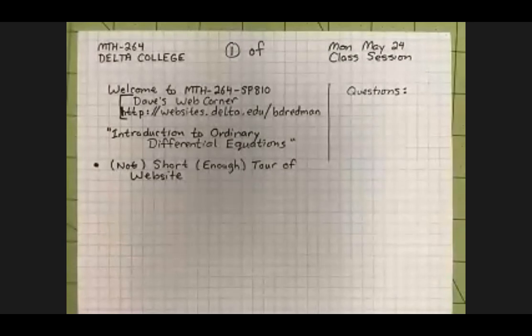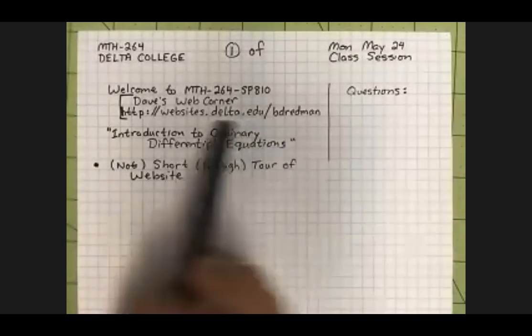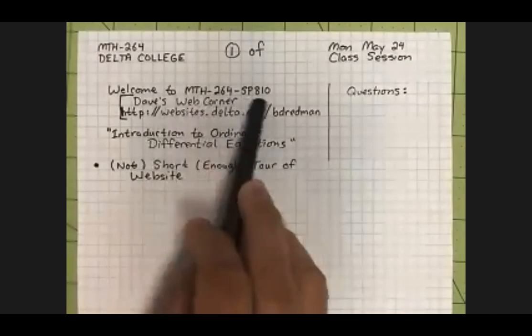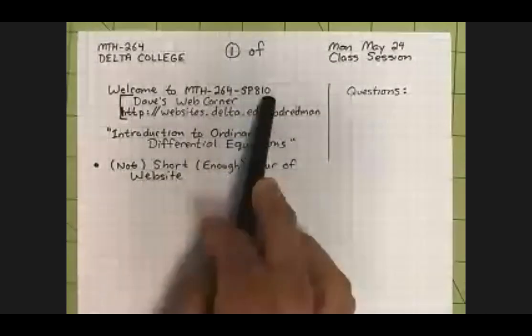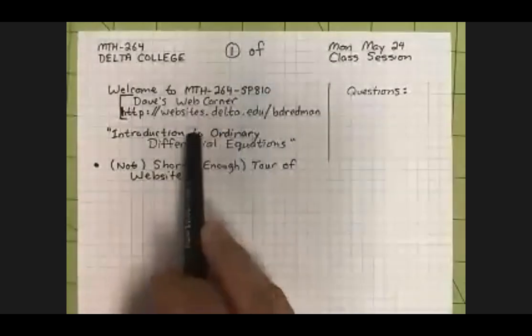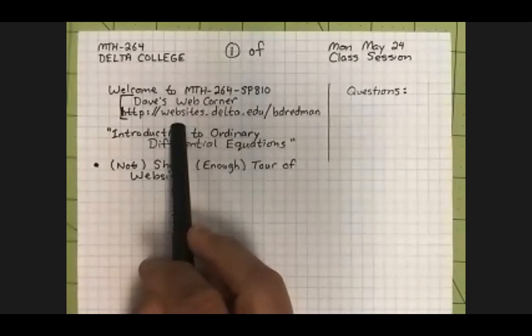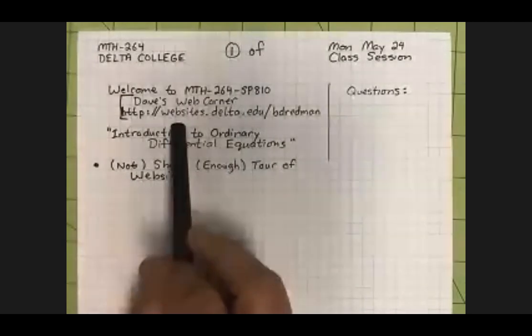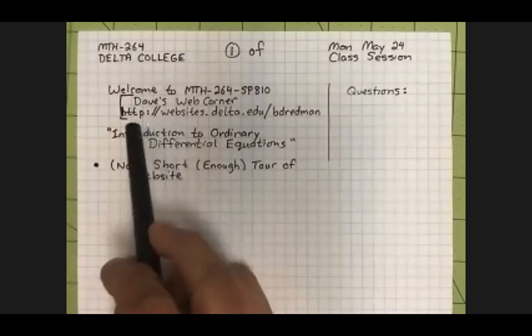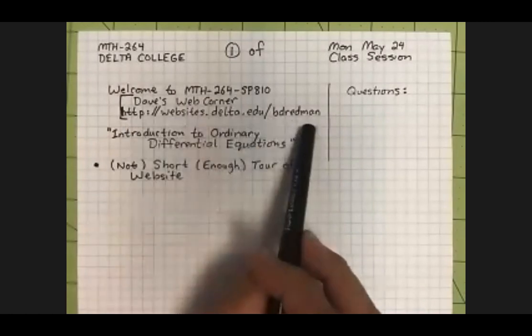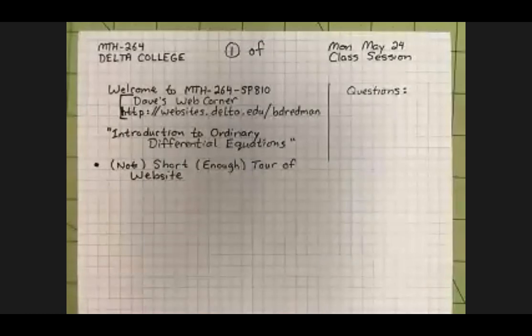Today, this class is Math 264, section SP810, spring section, and everything that we do in this class is on my website, which we'll tour briefly in a short time. So whatever it is you're missing, it's on my website, and this is the address to my website, and I've brought that in a couple of emails to you already, so it's possible you've already looked at my website.